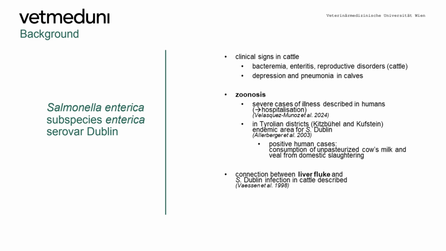There is also an endemic area for Salmonella Dublin in Kitzbühel and Kufstein, which is also part of our study area in the Tyrol region. It was also described that positive human cases could be traced back to the consumption of unpasteurized cow's milk and veal from domestic slaughtering. And previously, a link between liver fluke and Salmonella Dublin infections has also been described.